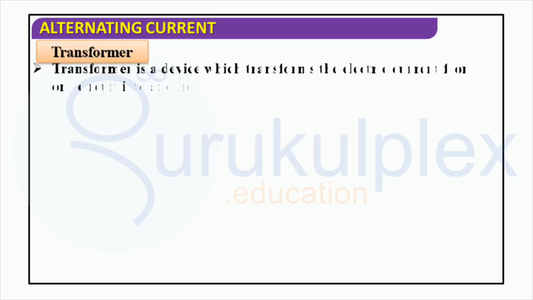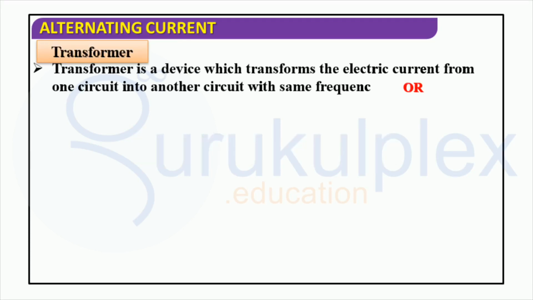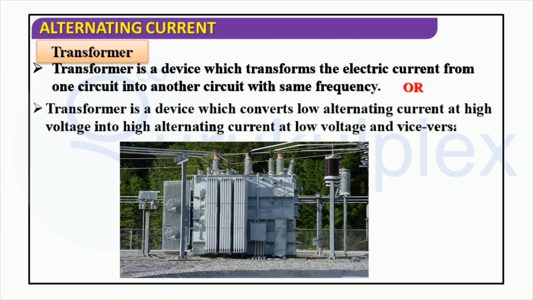A transformer is a device that allows us to convert low alternating current with high voltage into high alternating current with low voltage and vice versa. It can also take electric current from one circuit and transform it to a different circuit while maintaining the same frequency. It is a valuable tool to have in any power-related toolkit.